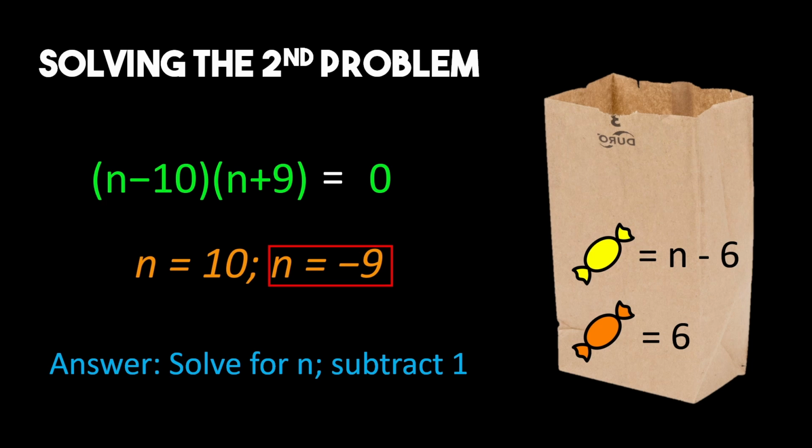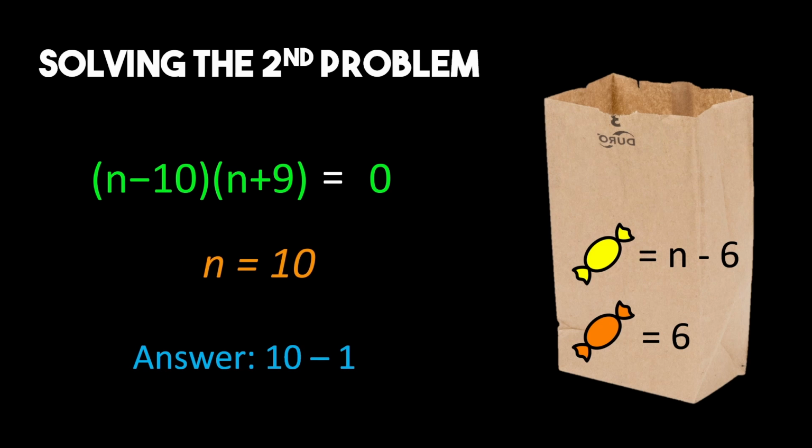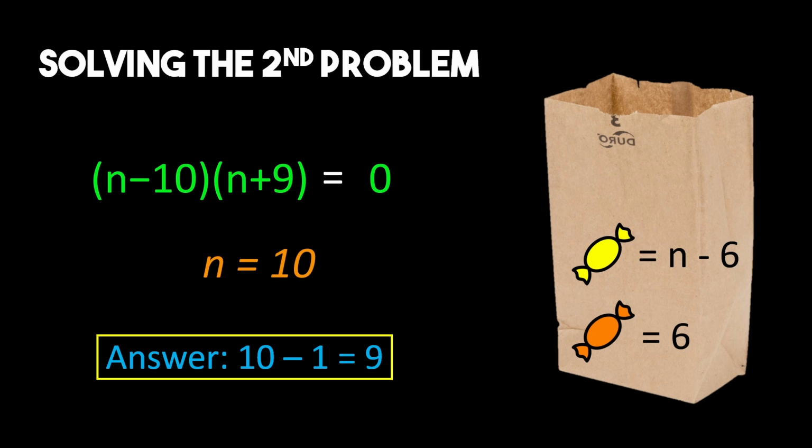We know we can't have negative candies in the bag, so we don't have to consider it as a solution in this context. This means all that's left to do is subtract 1 from 10 to find that there were 9 pieces of candy in the bag on Hannah's second pull.